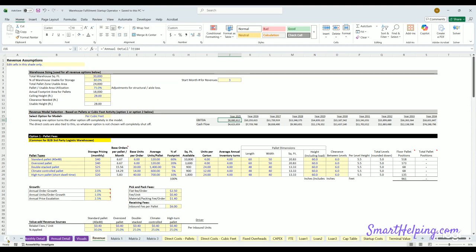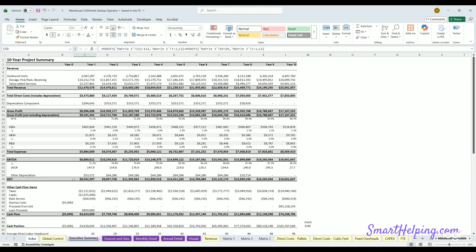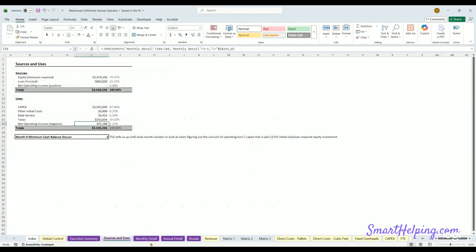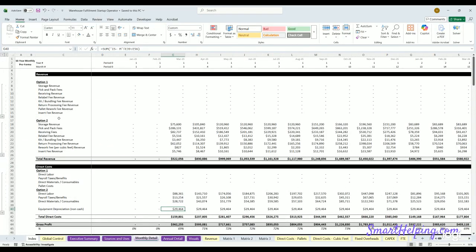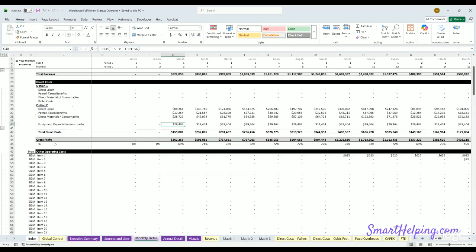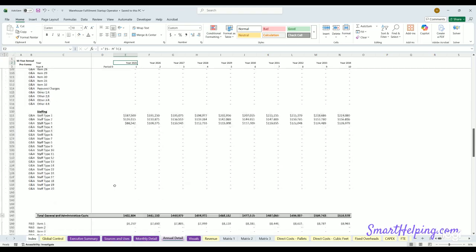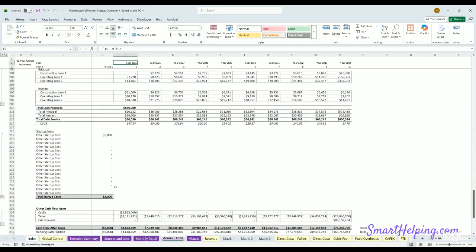Then we have our executive summary up top. Now these kind of things make a little bit more sense. What's going on here? Visuals, sources and uses, monthly detail. You see the different revenue, direct costs. I will add in the box costs for option one, the pallet costs. I'll add that in before I upload it. Annual costs or annual detail, same thing, but on an annual basis.